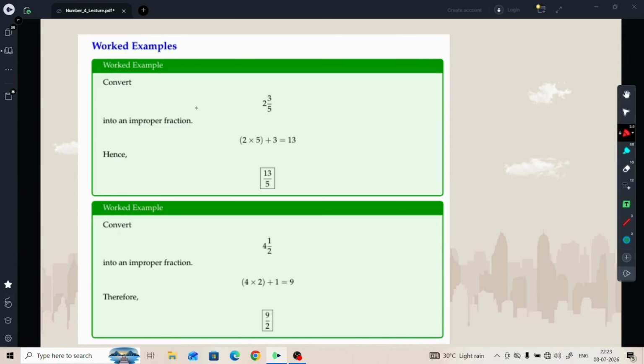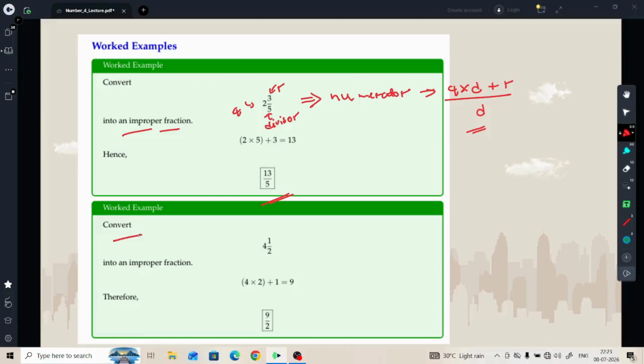Now convert this into an improper fraction. The process is very simple. For finding the numerator, we will multiply. Let's say this is our divisor, this is our quotient, and this is our remainder. You will be multiplying the quotient by the divisor, plus the remainder, and dividing it by the divisor. For example, here it is 5 times 2 plus 3, that is 13 over 5. That's how you write an improper fraction.